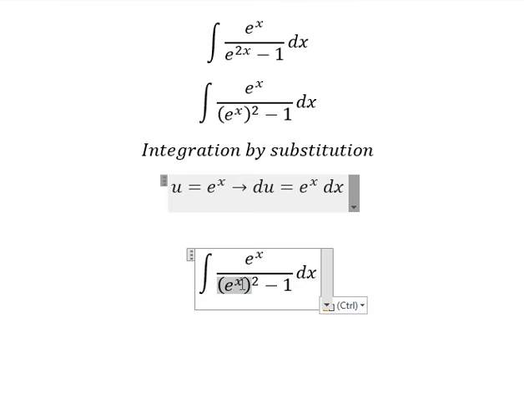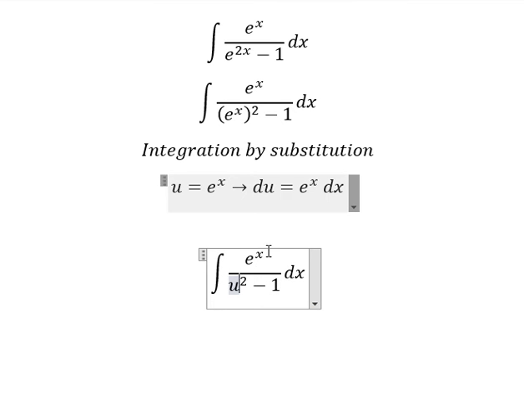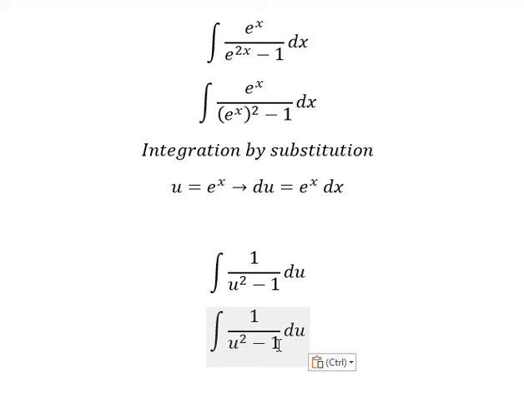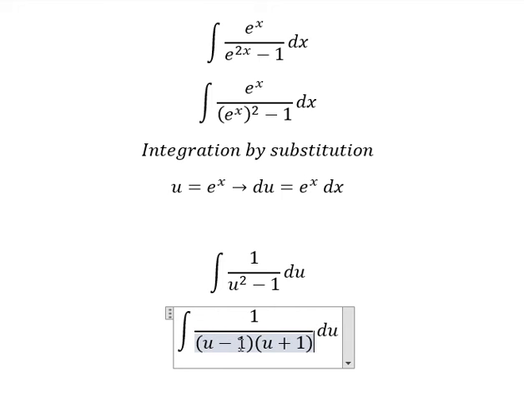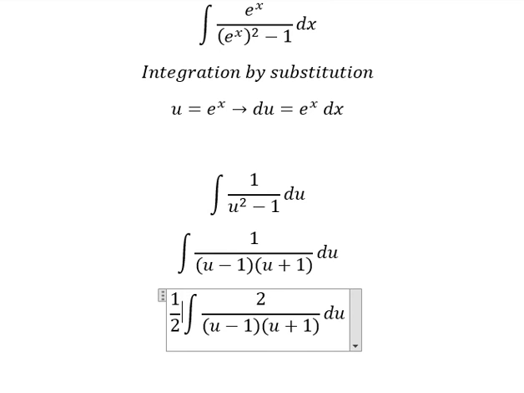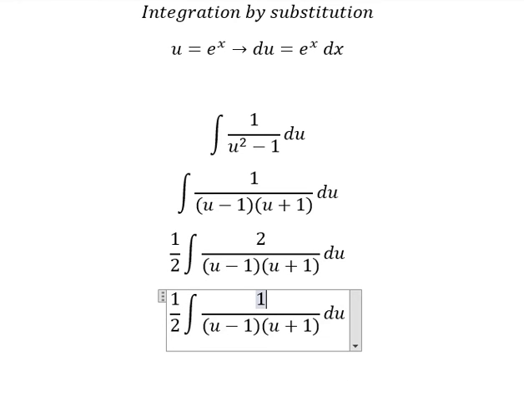This one we change to u. e to the power of x dx we change to du. Next, this is about identity, so we put u minus 1, u plus 1. Next, I will put number 2 on the numerator and the denominator. So number 2 is 1 plus 1.